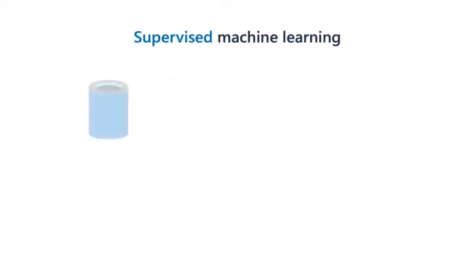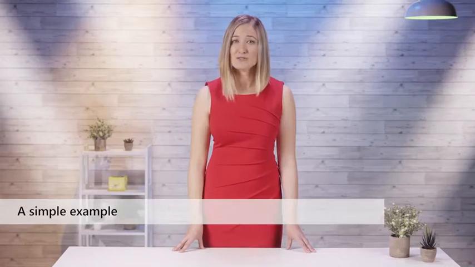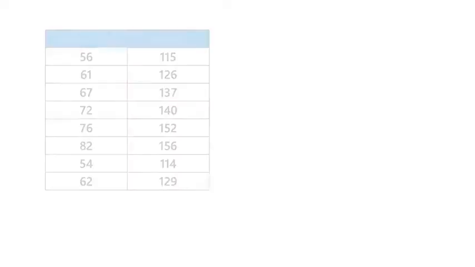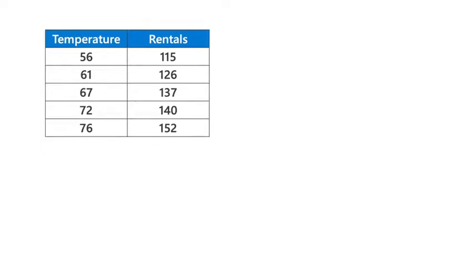The use of historic data with known label values to train a model makes regression an example of supervised machine learning. Let's take a simple example to see how the training and evaluation process works in principle. Suppose we simplify the scenario so that we use a single feature, the average daily temperature, to predict the bicycle rentals label. We start with some data that includes known values for the average daily temperature feature and the bicycle rentals label. Now we'll randomly select 5 of these observations and use them to train a regression model.